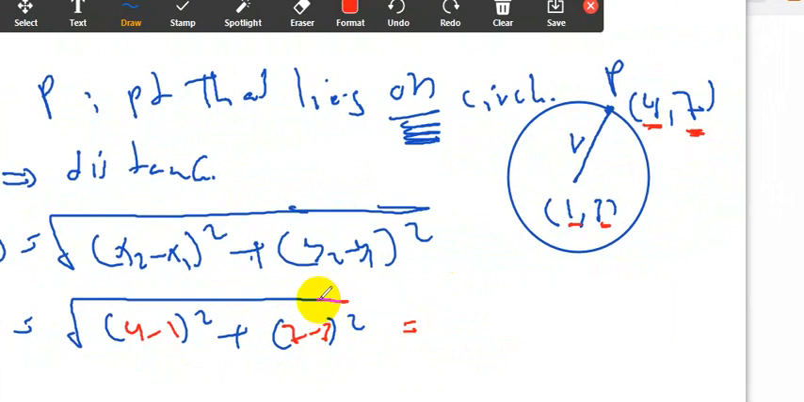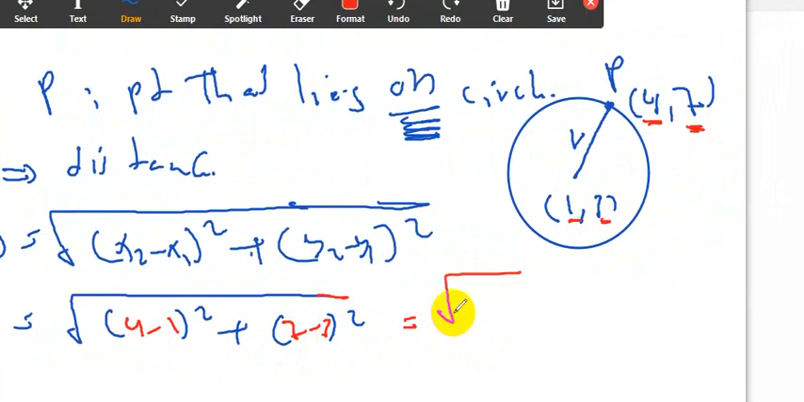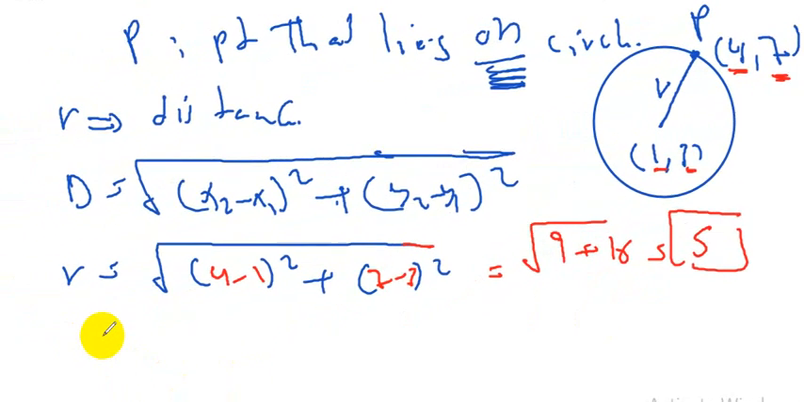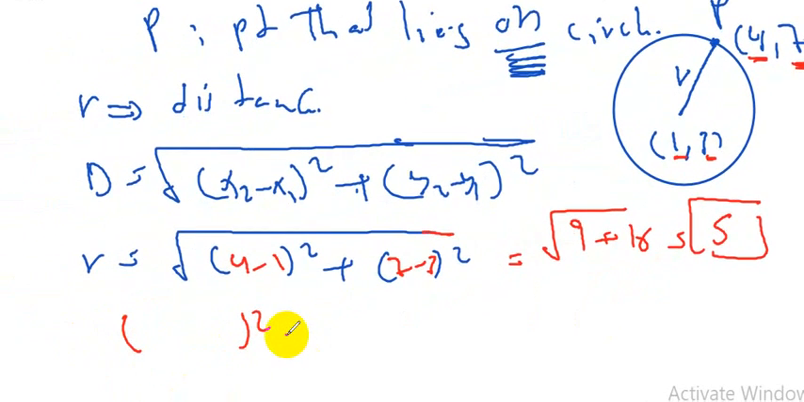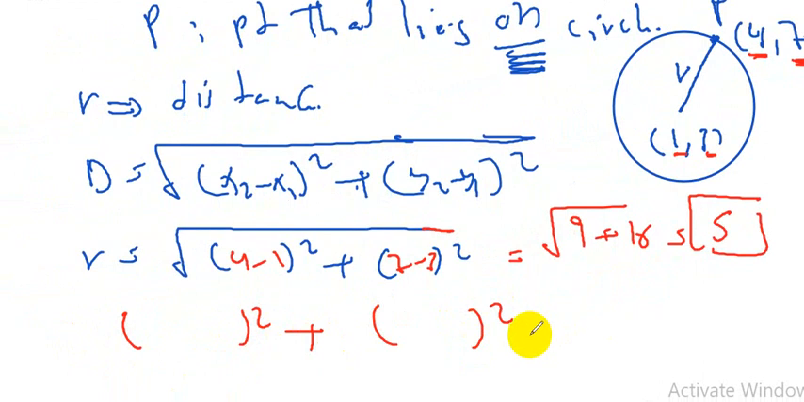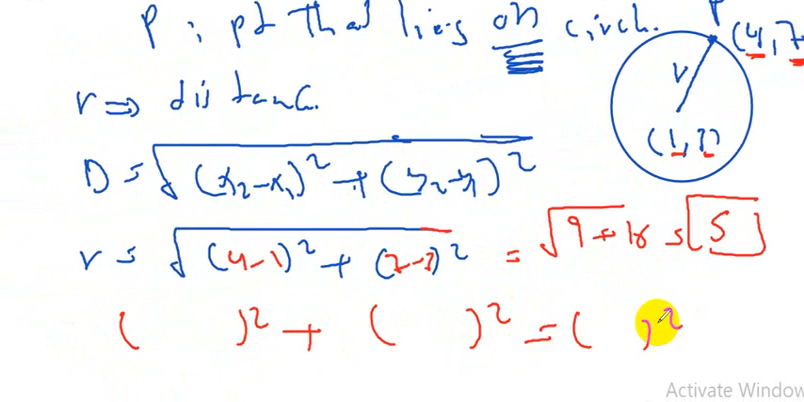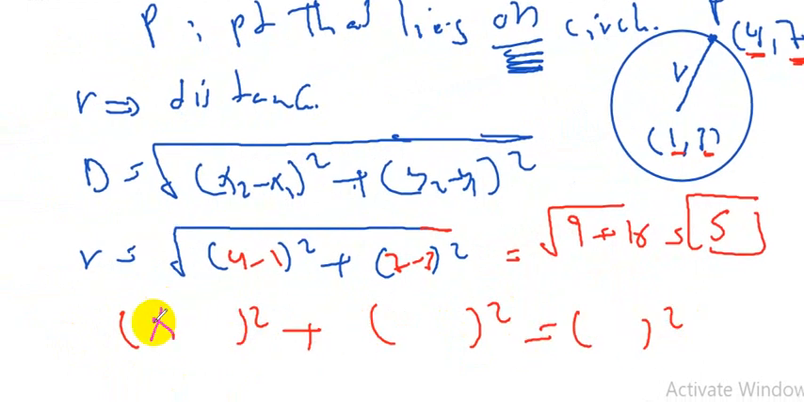Use the calculator. It will be radical of 9 plus 16, which is 5. Now we have the radius. How to write the equation? The equation is (x - h) squared plus (y - k) squared equals r squared. Write x and y, because this is the equation.